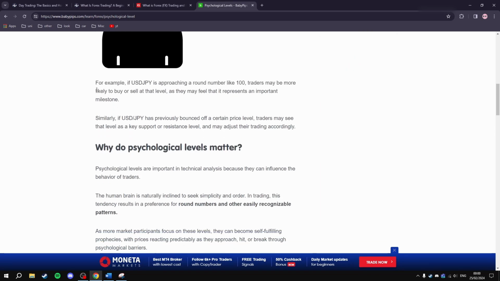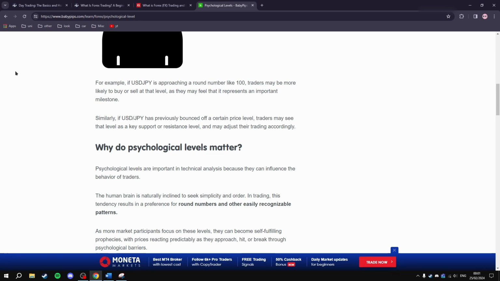For example, if USD/JPY is approaching a round number like 100, traders may be more likely to buy or sell at that level, as they may feel that represents an important milestone. Similarly, if USD/JPY has previously bounced off a certain price level, traders may see that level as a key support or resistance level, and may adjust their trade accordingly.